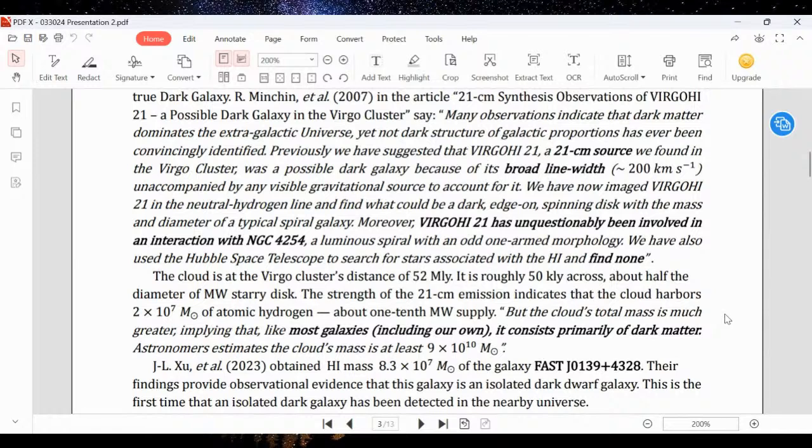The strength of 21 centimeter emission indicates that the cloud harbors 2 × 10^7 solar masses of atomic hydrogen, about 1/10 of the Milky Way's supply. But the cloud's total mass is much greater, implying that, like most galaxies, including our own, it consists primarily of dark matter. Astronomers estimated the cloud's mass at least 9 × 10^10 solar masses.